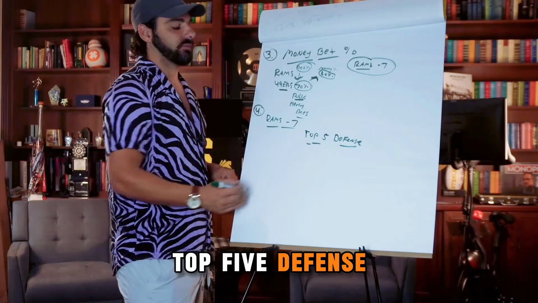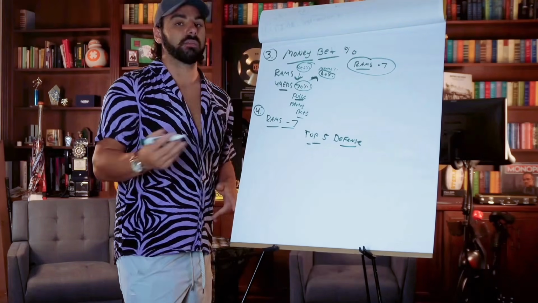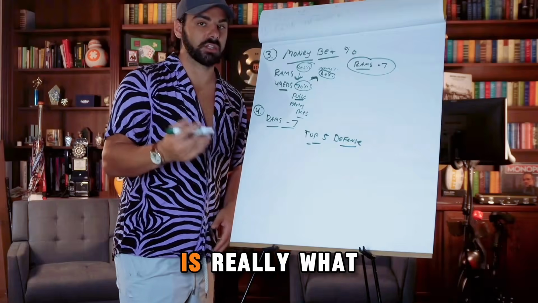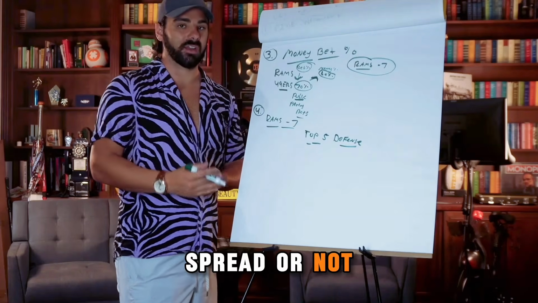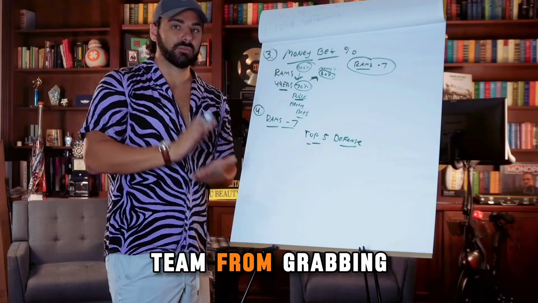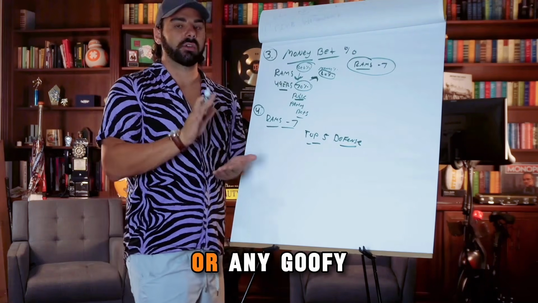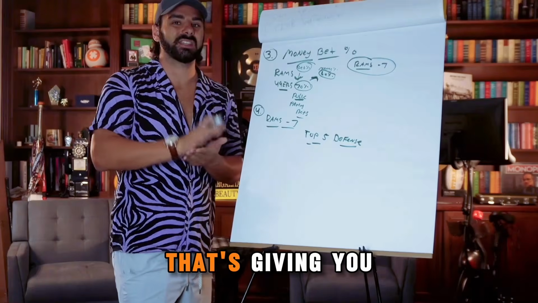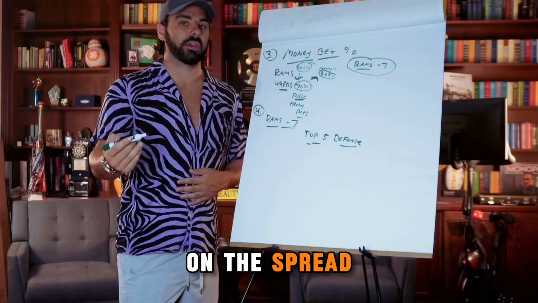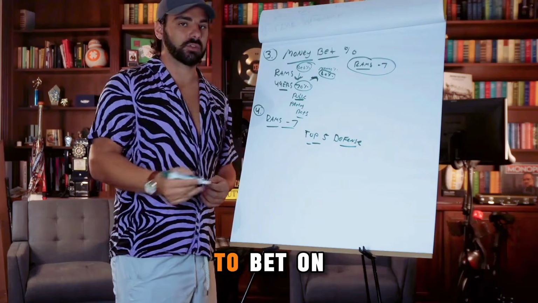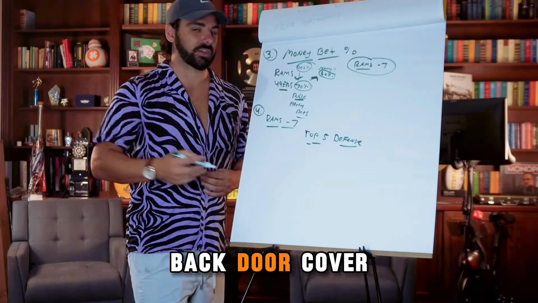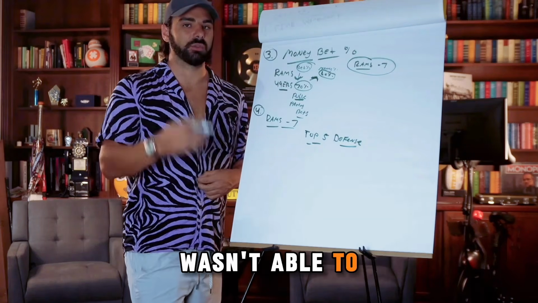If they're not a top 5 defense, if they're, let's say, bottom 5 defense, you're susceptible to them not being able to cover a spread, because the defense is really what dictates if they're going to cover a spread or not. It's not usually the offense. It's the defense. If they're able to hold the team from grabbing a backdoor touchdown or any goofy stuff, then guess what? That's giving you the most opportunity to actually win on the spread. And that's why it's so tough in the NFL to bet on the spread, because this happens all the time where people come through backdoor cover because the defense wasn't able to stand strong.